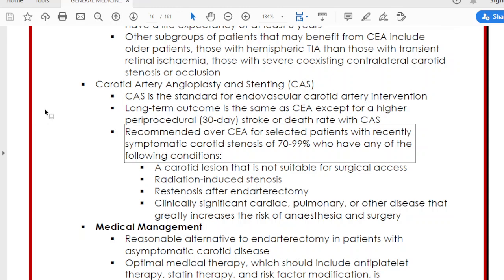Recommended over CEA for selected patients with recently symptomatic carotid stenosis of 70 to 99% who have any of the following conditions. A carotid lesion that is not suitable for surgical access. Radiation-induced stenosis. Restenosis after endarterectomy. Clinically significant cardiac, pulmonary, or other disease that greatly increases the risk of anesthesia and surgery.